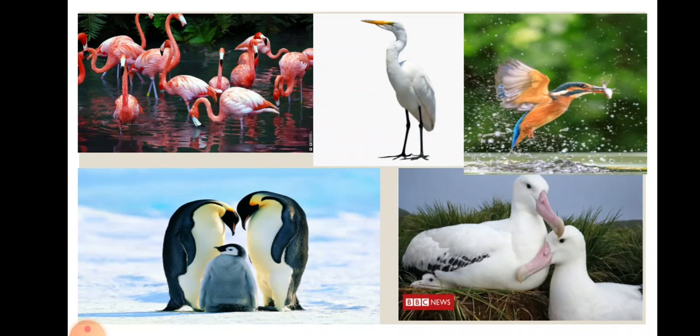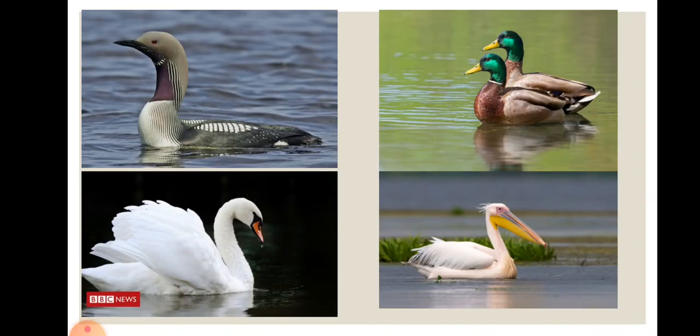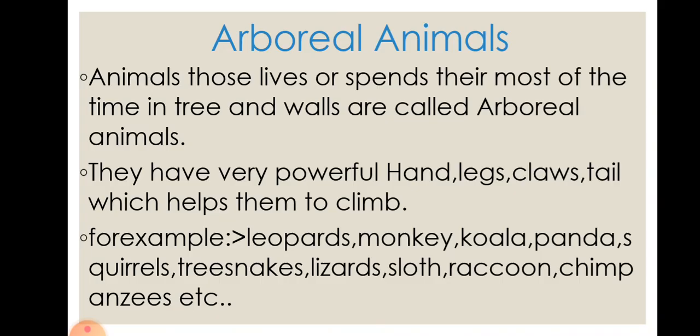You can easily see the first one is flamingo, crane, kingfisher, penguin, albatross. You can see pelican, duck, swan, etc. These belong to aquatic birds or aquatic animals. Let's know about the arboreal animals.